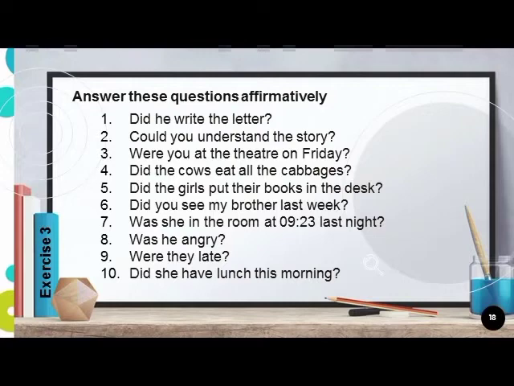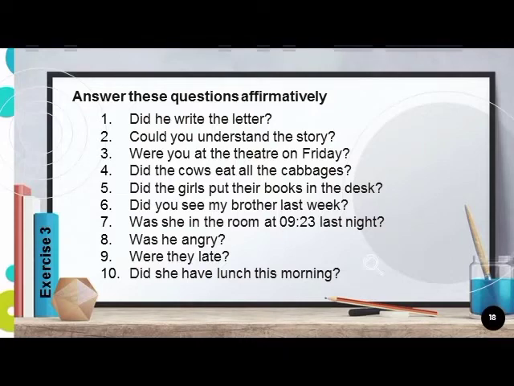3. Were you at the theater on Friday? The answer: yes, I was at the theater on Friday. Or, yes, I was. 4. Did the cows eat all the cabbages? The answer: yes, they ate all the cabbages. Or, yes, they did.